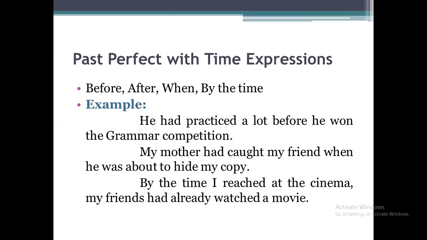In a third example, by the time I reached the cinema, my friends had already watched a movie. So we were deciding to watch a movie together, but when I arrived at the cinema, my friends had already watched the movie. The movie had ended. Here we have a time expression with the past perfect tense. Let's have the syntax in our next slide.